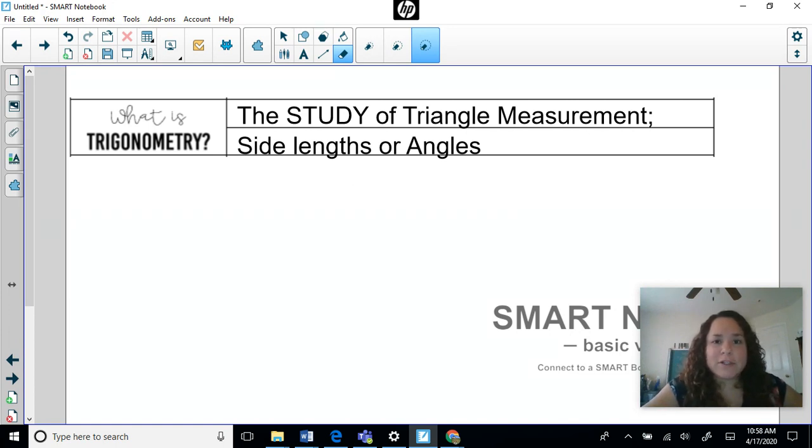And the first thing that we're going to talk about is what is trigonometry. Trigonometry is a study of triangle measurement. And what that means is that we use it to find side lengths of a right triangle with any angle, or we use it to find angle measures inside of a right triangle, okay?